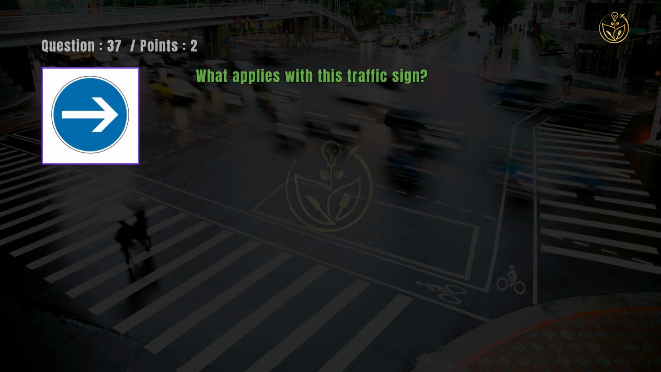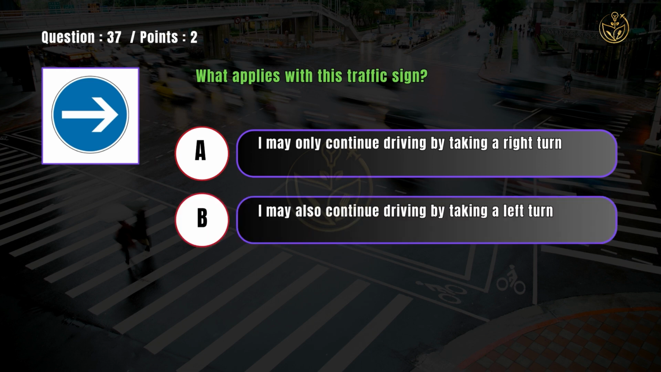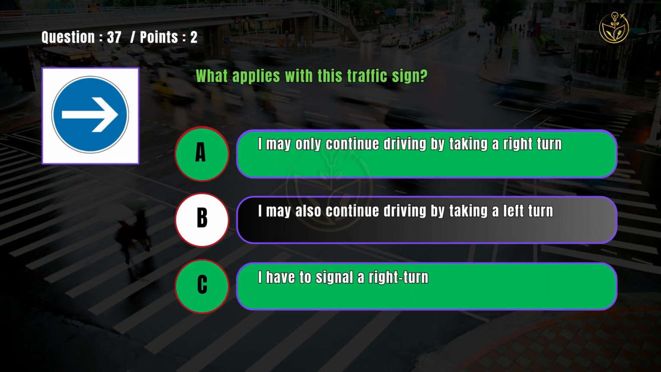What applies with this traffic sign? A. I may only continue driving by taking a right turn. B. I may also continue driving by taking a left turn. C. I have to signal a right turn. The correct answers are A and C. This blue mandatory sign requires right turns only with proper signaling.